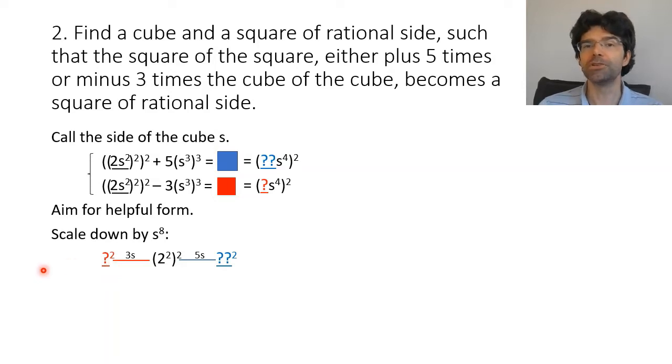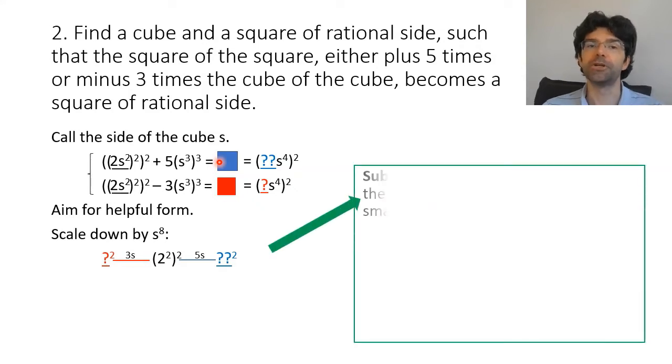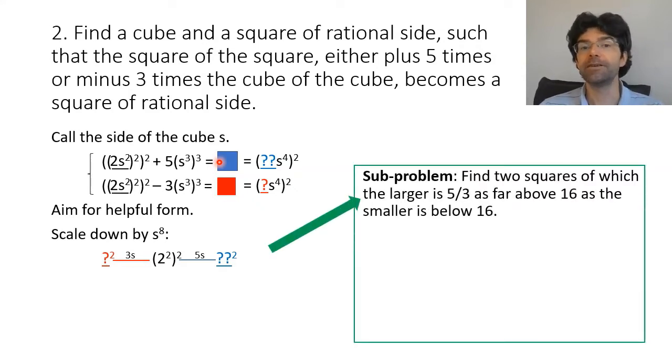It's quite similar to the first problem, but because the differences between the expressions here have an odd rather than an even power of s, we've got a slightly different subproblem. Find 2 squares of which the larger is 5/3 as far above 16 as the smaller is below it.